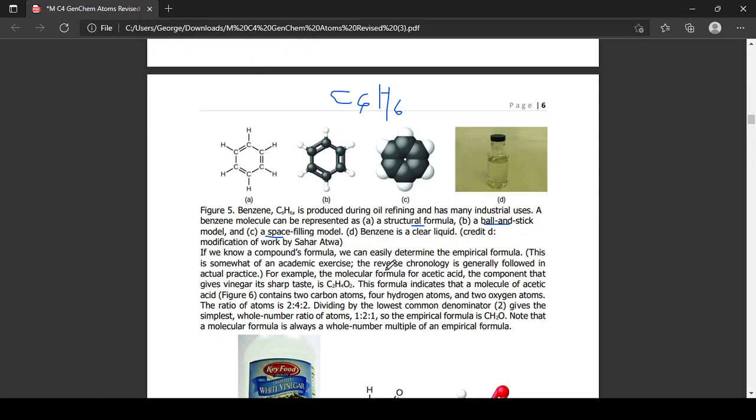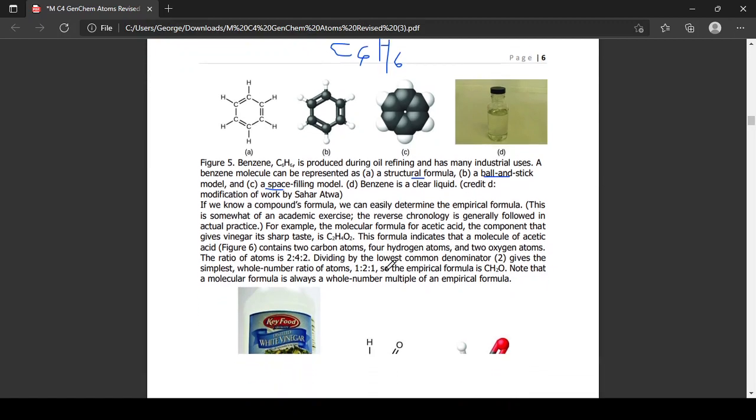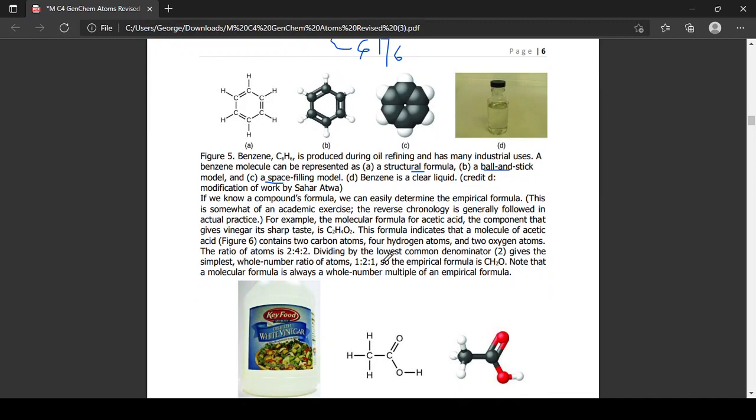The reverse corollary is generally followed in actual practice. For example, the molecular formula for acetic acid, the compound that gives vinegar a sharp taste, is C2H4O2. This formula indicates that a molecule of acetic acid contains 2 carbon atoms, 4 hydrogen atoms, and 2 oxygen atoms. The ratio of atoms is 2:4:2. Dividing by the lowest common denominator of 2 gives the simplest whole number ratio of 1:2:1. So, the empirical formula is CH2O.